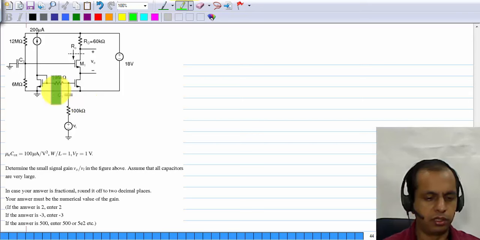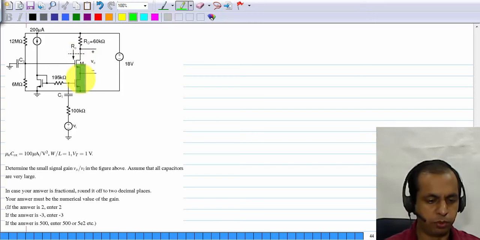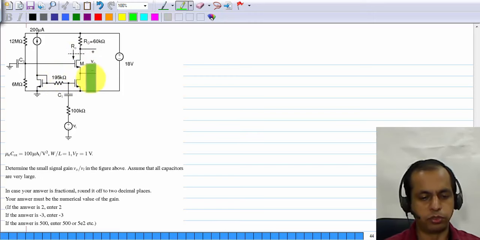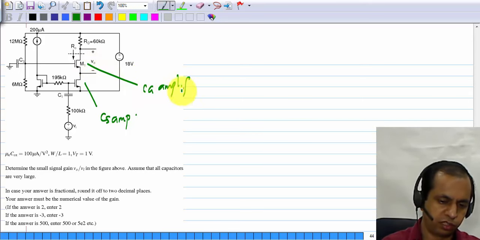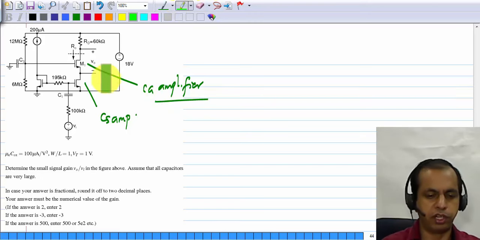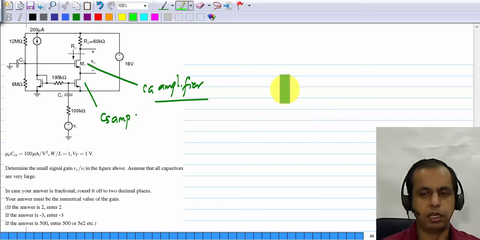So the next one, this is pretty straightforward. We have a current mirror biasing, but this also has an additional common gate stage here. You can think of M1 as a common gate amplifier. Its input is not from an input source but from this common source amplifier. So this is a common source amplifier and that's a common gate amplifier. But even if you didn't realize this, you should be able to write down the small signal picture and calculate everything that you need to.